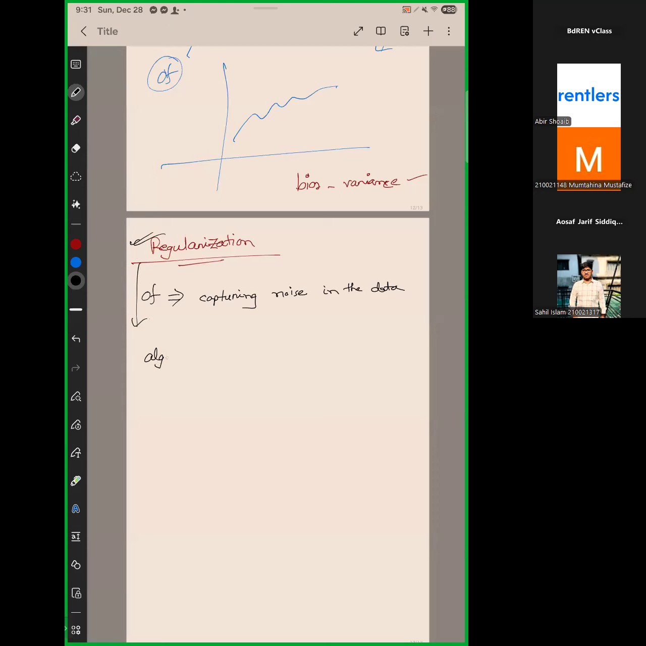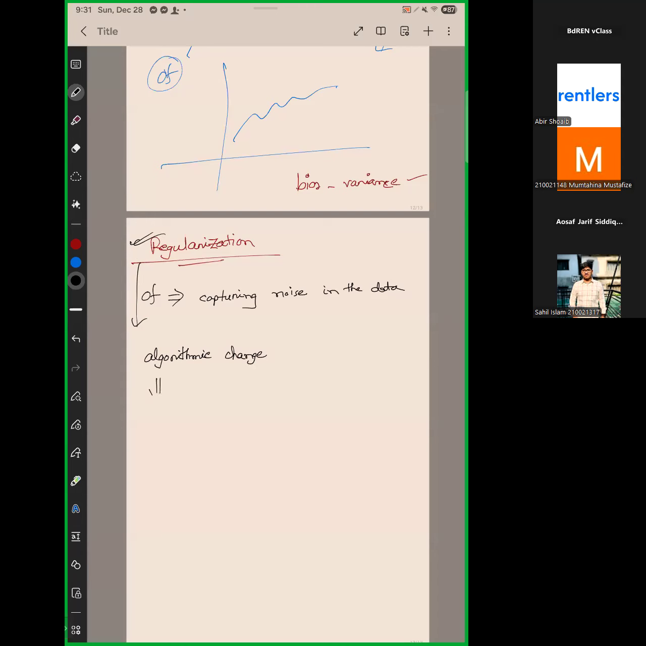Regularization is an algorithmic change. Outlier removal was a data level change: you are changing the data, modifying or removing data. Regularization is an algorithmic change; you want to change the algorithm a little bit. How so?